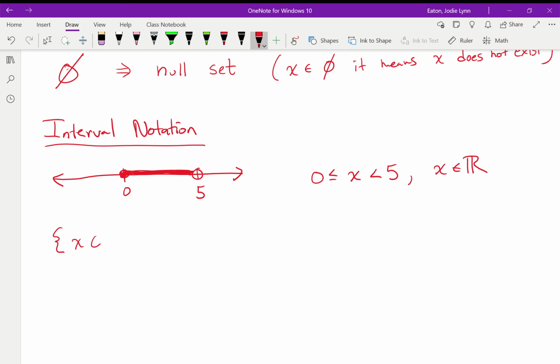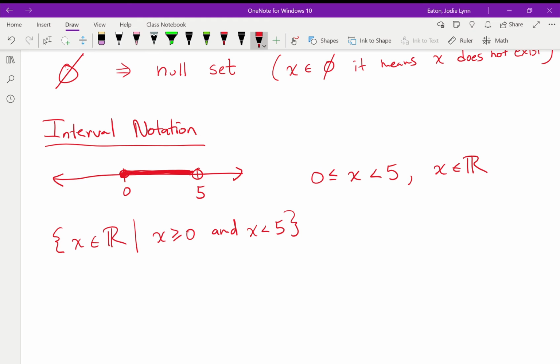So we have x is a real number such that x is greater than or equal to 0 and x is less than 5. We're using "and" in this mathematical sense. It must be greater than or equal to 0 and it also must be less than 5. So it's all the numbers that have both.